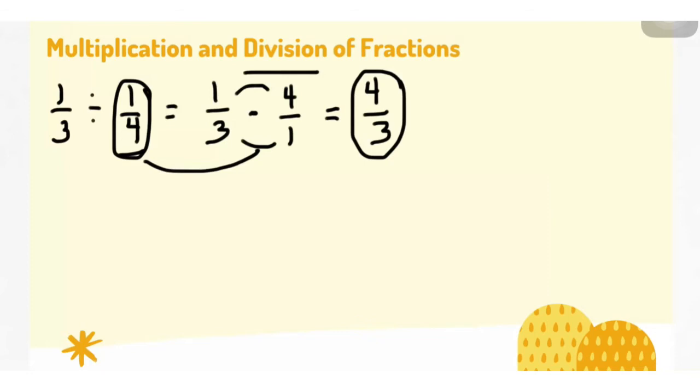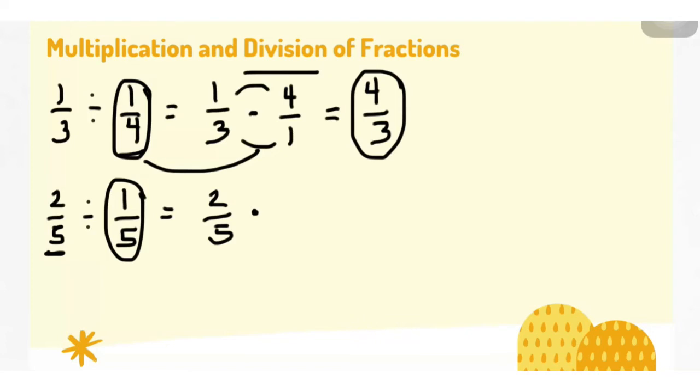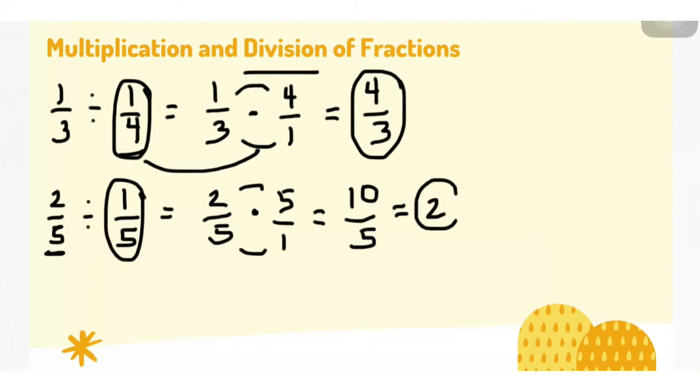Okay, another example. We have 2 over 5 divided by 1 over 5. Okay. So, kopyahin natin itong unang fraction natin. We have 2 over 5. Then, change natin yung operation natin to multiplication. Then, kunin natin yung reciprocal ng pangalawang fraction natin. So, 1 over 5 magiging 5 over 1. Then, proceed na tayo sa pagmumultiply ng fraction. 2 times 5 will give you 10. 5 times 1 will give you 5. Okay, then lowest term natin or i-divide natin. 10 divided by 5 or 10 over 5 will give you 2. Okay, so ito na yung final answer natin.